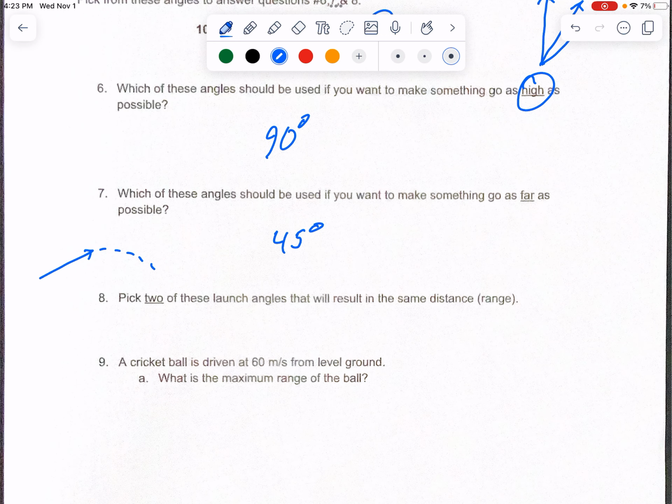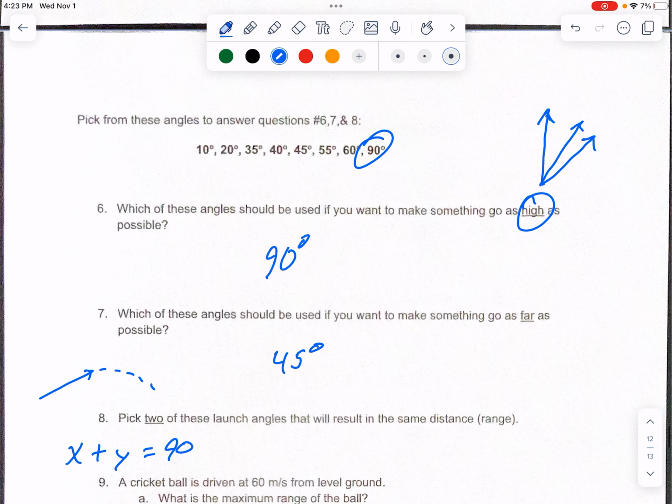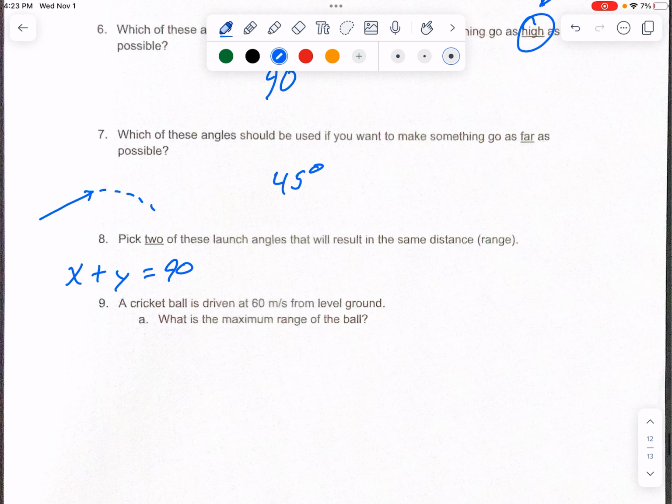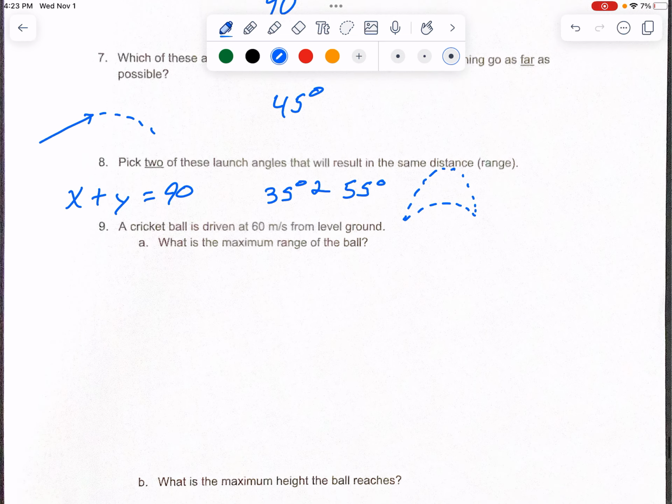Pick 2 of these launch angles that will result in the same distance or range. That means you want them to land in the same spot. Okay, easy way to do this is if they add up to 90, they will land in the same spot. So the only two on here that add up to 90 are 35 and 55. Just be careful with your math on that. So 35 and 55 degrees are the two that will land in the same spot. 35 will go lower, it won't have as much hang time, and 55 will go higher. It will spend more time in the air, but they'll land in the same spot.